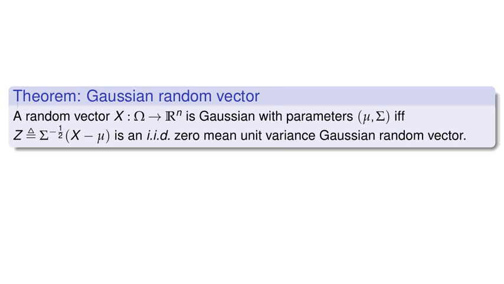This leads us to a fundamental theorem characterizing Gaussian random vectors. A random vector x mapping omega to R^n is Gaussian with parameters mu and Sigma if and only if the vector z defined as Sigma to the minus 1/2 times (x minus mu) is an IID standard Gaussian random vector. Here Sigma to the 1/2 represents a matrix square root of Sigma.